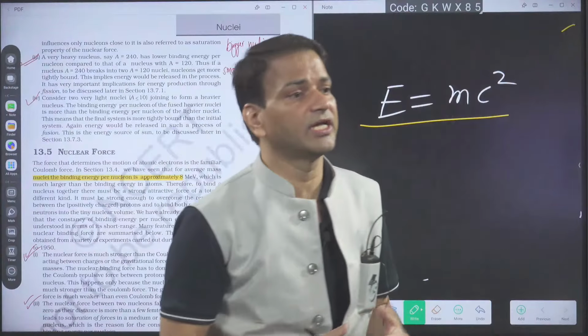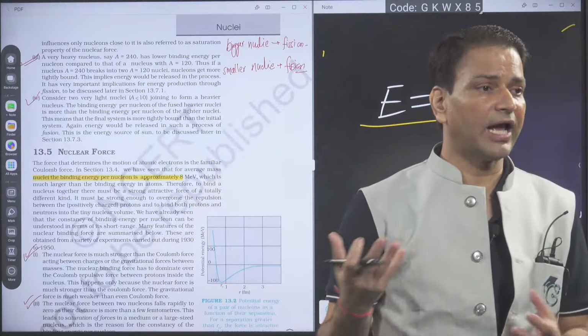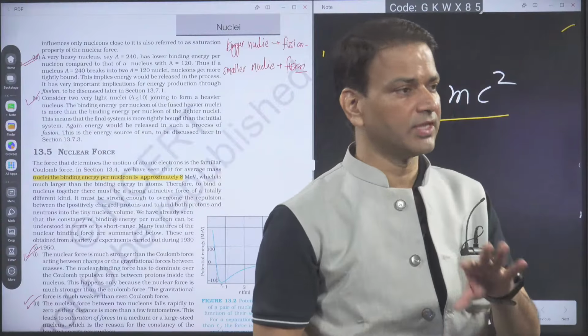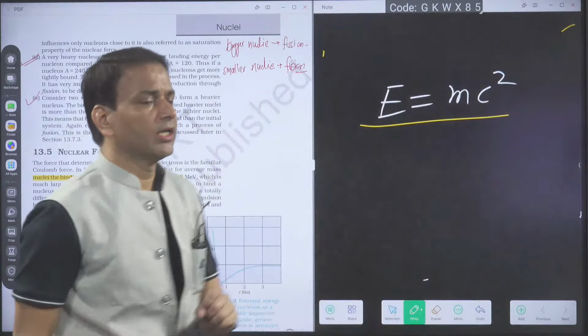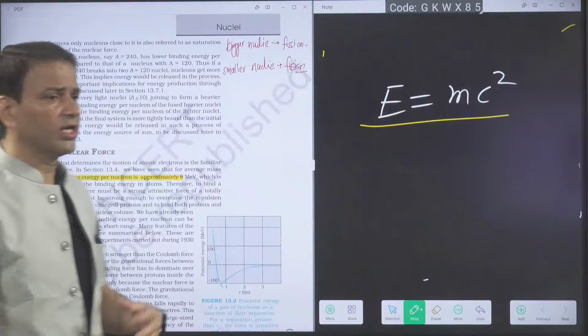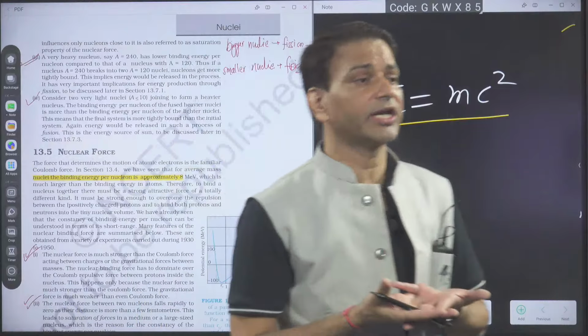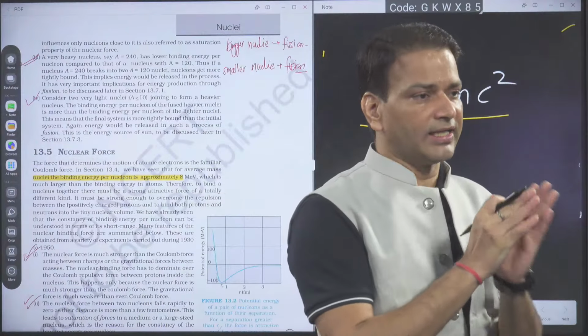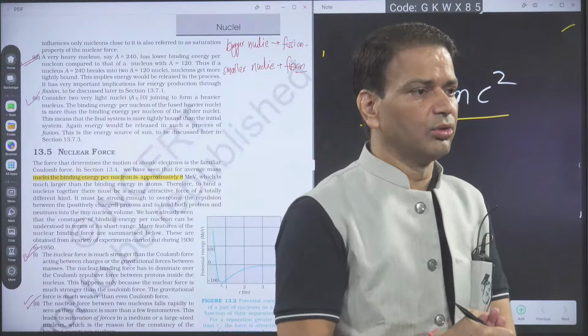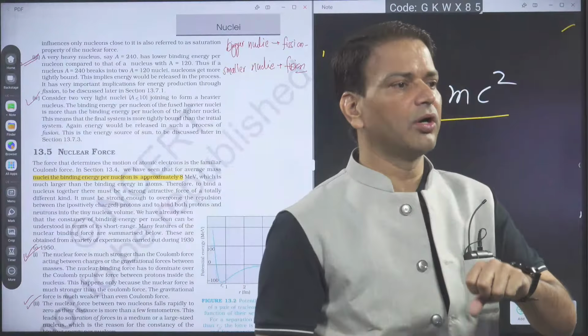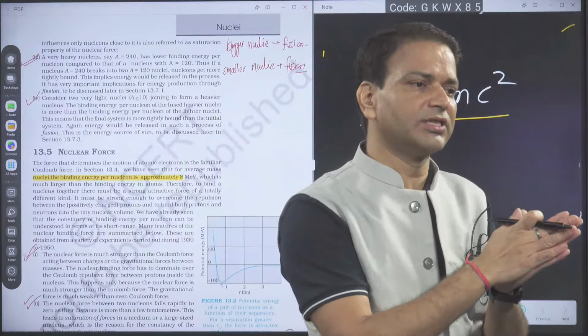Okay, so lighter nuclei show fusion, and heavier nuclei show fission. Okay, everybody got nuclear force. What is the nuclear force? Nuclear force is a very short range force. Due to that, it doesn't depend upon the charge and mass. So neutron-proton, proton-proton, neutron-neutron, the nuclear force is the same.